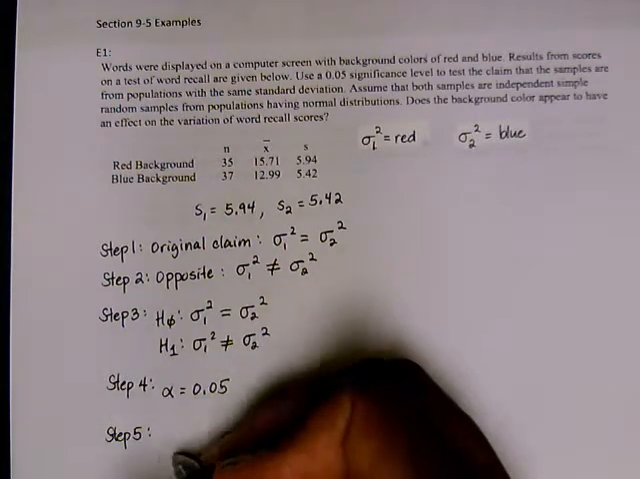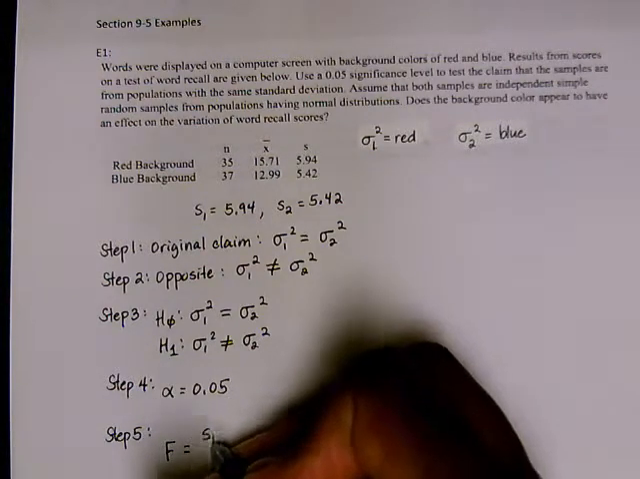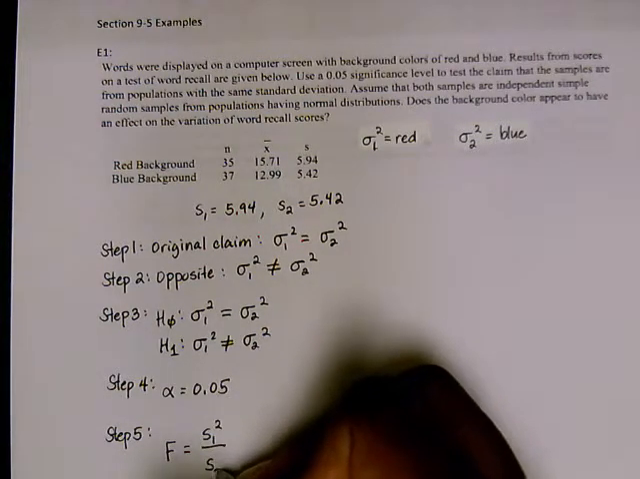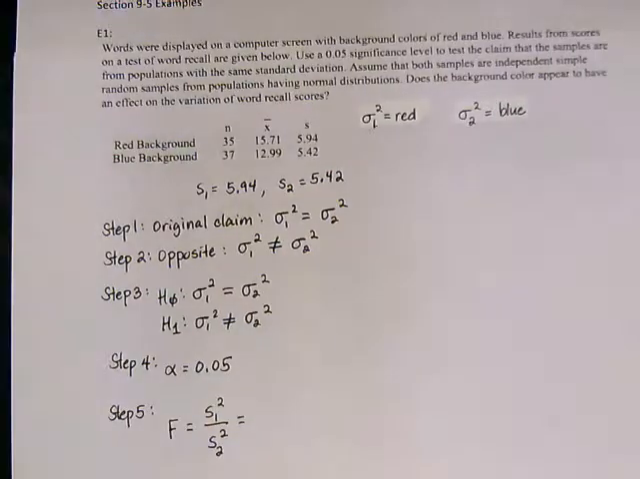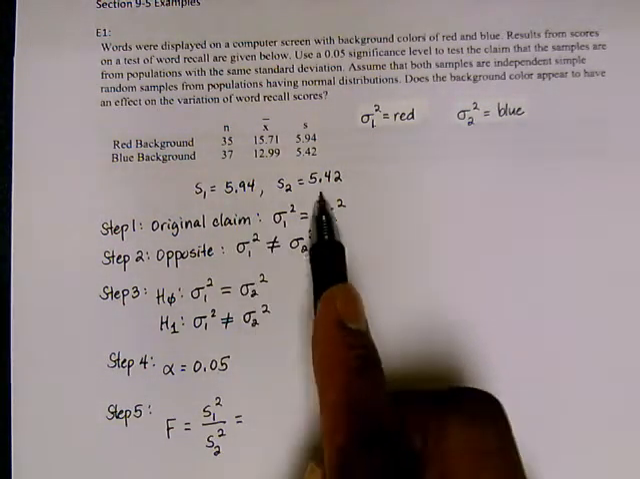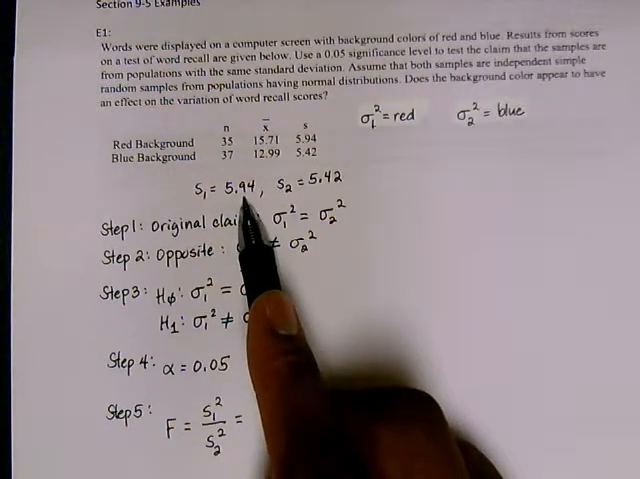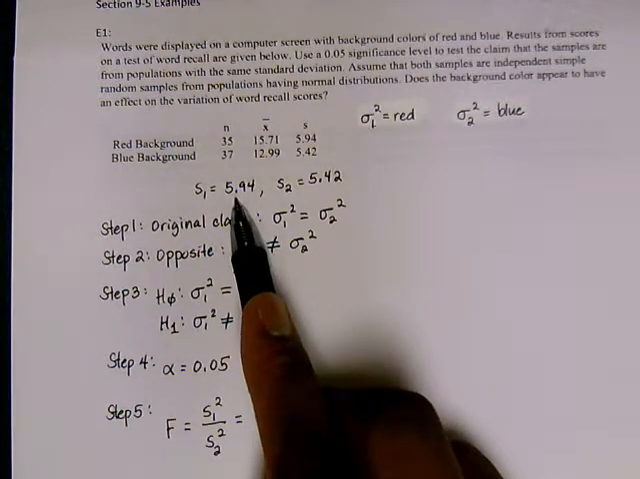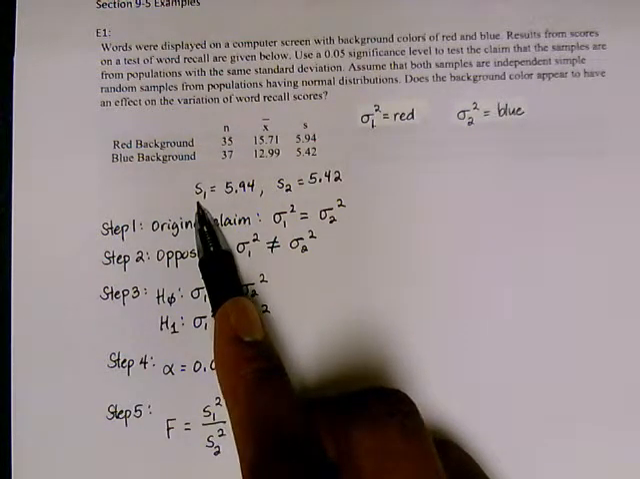Step number 5 is calculating the test statistic. Well, here our test statistic is this. F is equal to S1 squared divided by S2 squared. S1 squared is the sample variance of the larger of the two sample variances. Here we're given standard deviations. We're taking the larger of the two sample standard deviations here. That's 5.94. That's going to be S1.